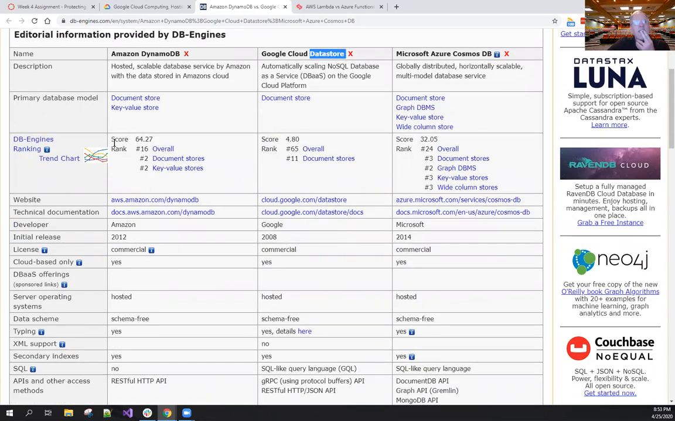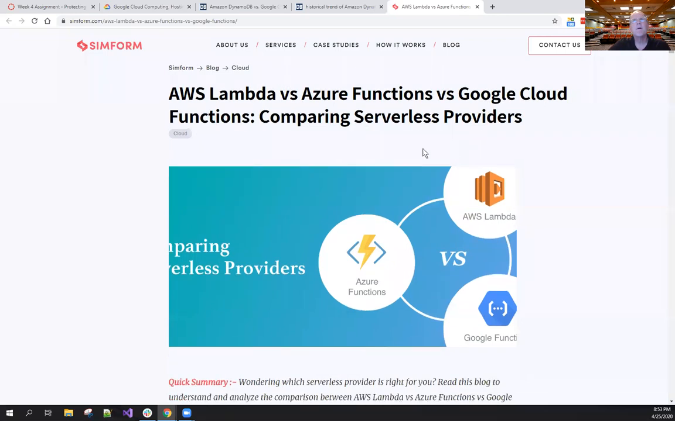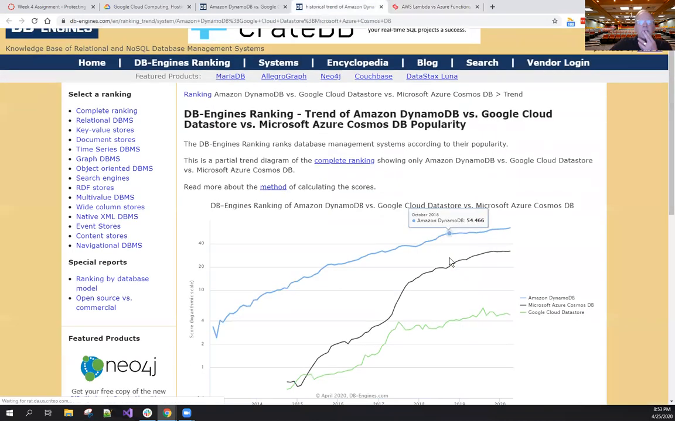DB Engine's ranking in the trend chart. What trend chart is that? 16th overall. Look at that, number 2 over here, 24th overall. Looks like Google Cloud is like behind. This is the thing I want to look at.